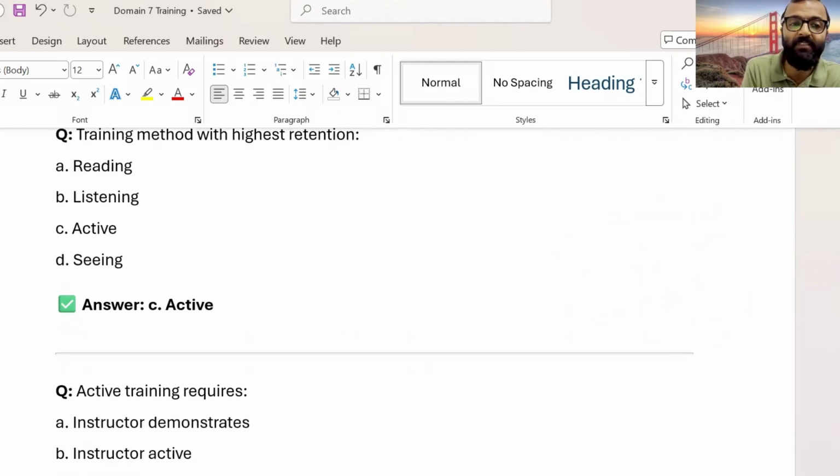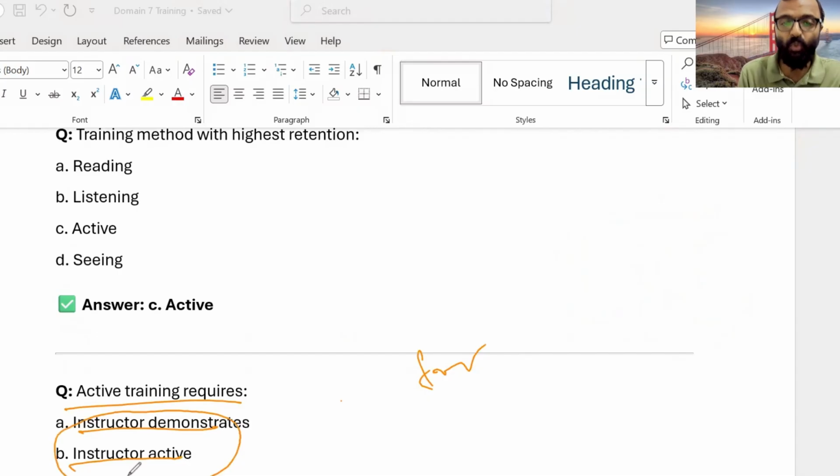Active training requires instructor demonstration, instructor active. This also we have discussed in the last video. That is, employees do most of the work. See, active training, instructor demonstrate, instructor active, instructor reads. See, instructor doing, instructor active means what? In active training the instructor does not have to be active. In active training the employees have to be active. There is no benefit in the instructor being active.